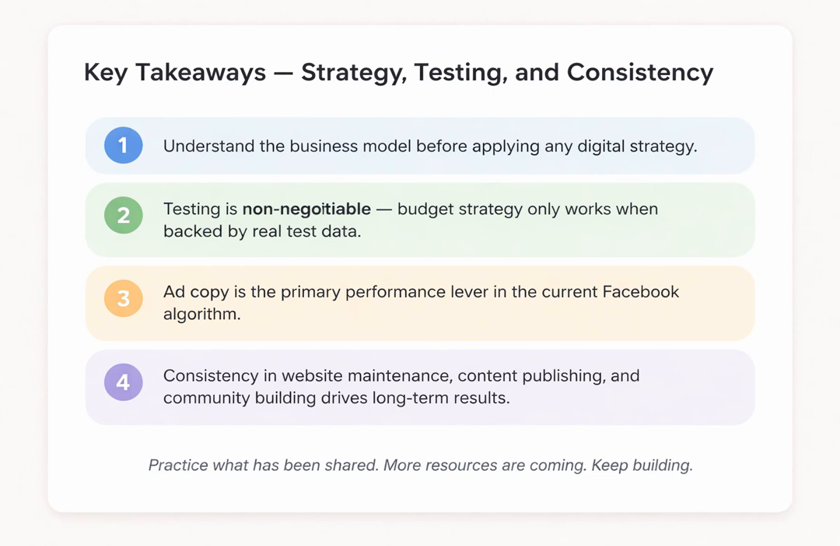Third, in today's Facebook advertising environment, ad copy is the primary lever. Invest in learning how to write compelling copy. It is what unlocks performance. And fourth, consistency across your website, your content, and your community building efforts is what creates sustainable, long-term results. Keep practicing, keep building, and more resources will continue to be shared along the way.